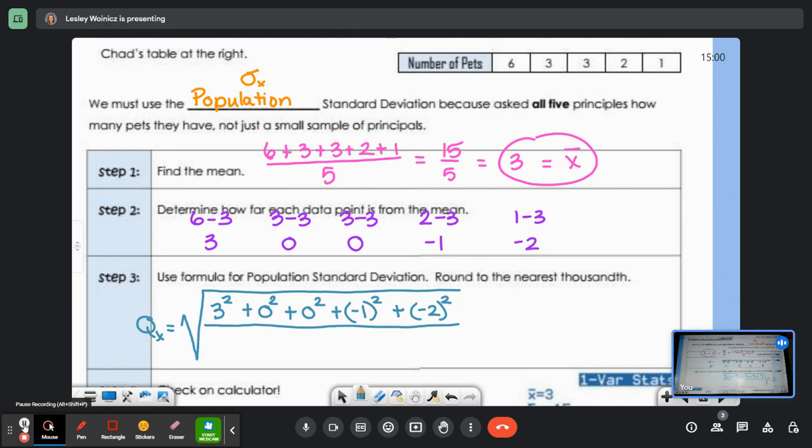Okay, in the denominator, we have to divide by how many principals we asked. And we asked all 5 of them, so we put 5.